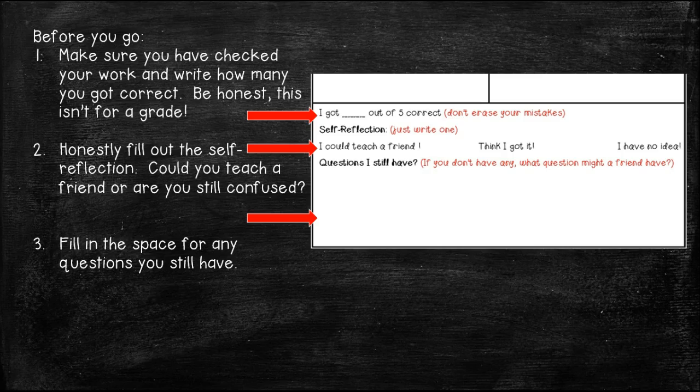Be honest, this isn't for a grade. Honestly, fill out the self-reflection. Could you teach a friend, or are you still confused? And then fill in the space for any questions you still have.